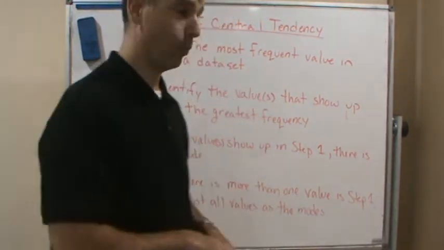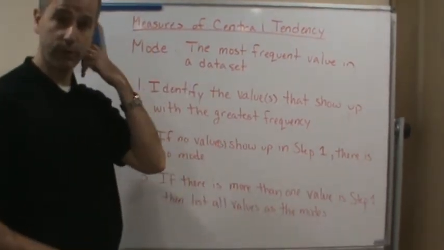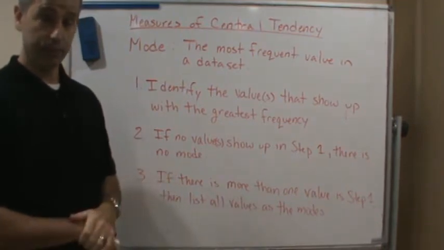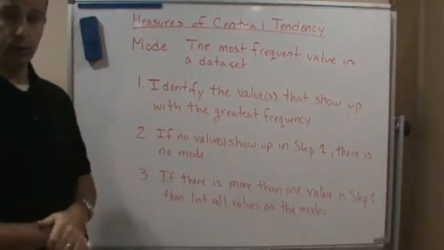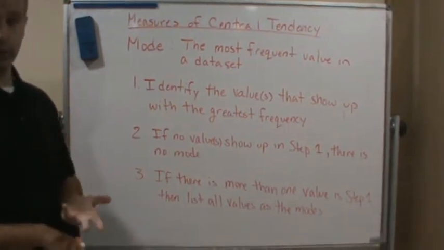Okay, so here's how it works. So mode by definition is just the most frequent value or values in the data set. So the first thing you want to do is identify all of the values that show up with the greatest frequency.